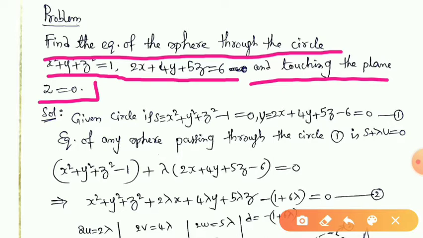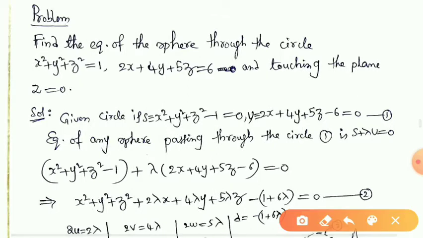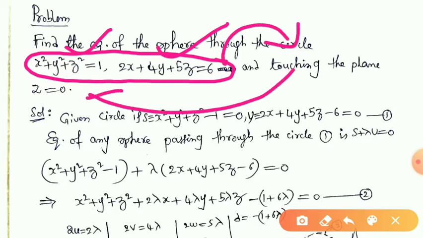So here you are given the equation of a circle. See this. These two equations give a circle. This is a sphere and this is a plane. These two equations together represent the equation of a circle. So we have to find the sphere passing through this circle, and also touching another plane z is equal to 0. We have to find that.